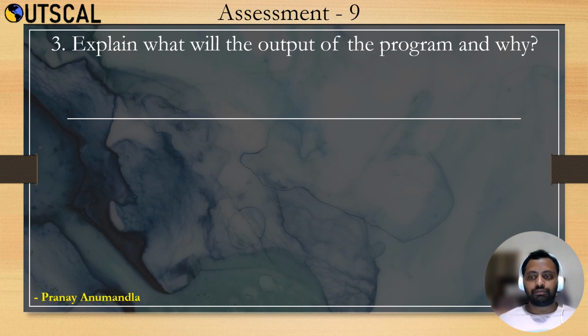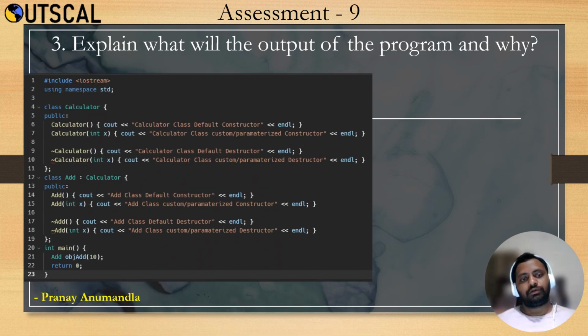Explain what will be the output for this program. This is the program. Here the question program has a calculator default constructor, a calculator parameterized or customized constructor, and then a calculator destructor.